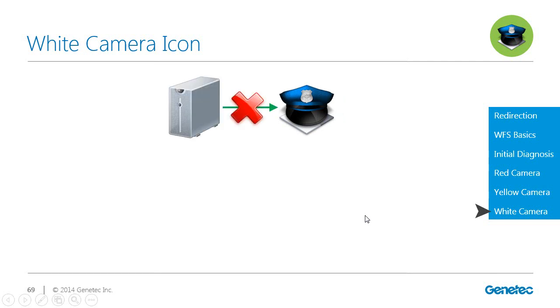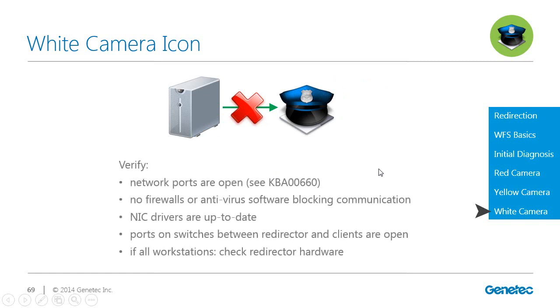Now if those don't resolve the issue, but we're only seeing the problem on this one workstation, we know it's most likely a problem between this workstation and the redirector server that it's contacting. We need to perform the network verification steps we had talked about before, and check the ports, the firewall, the NIC drivers, and other network components.